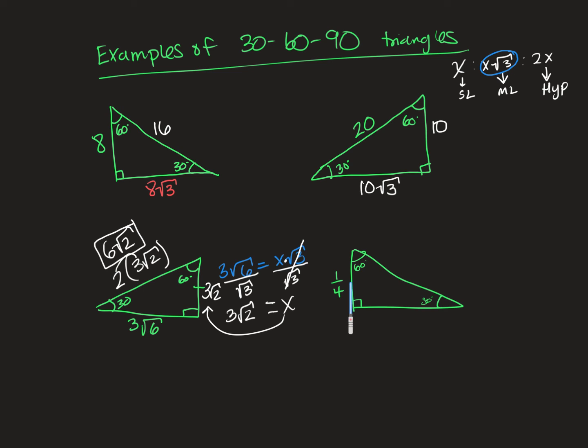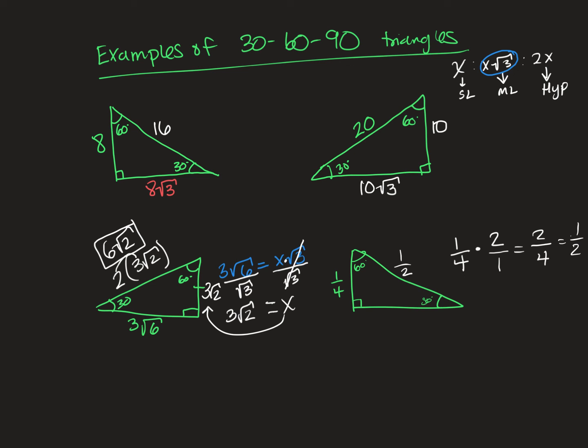Now, if they give you a fraction, don't fear. This is the short leg. So all I have to do is multiply this by 2 to get me the hypotenuse. So I have 1/4 times 2. And remember, when you multiply by a whole number, you can always put a 1 under it. And just multiply the numerators and then the denominators. So here we have 1 times 2, which is 2. And then 4 times 1, which is 4. And you can reduce that to 1/2. So the hypotenuse is 1/2.